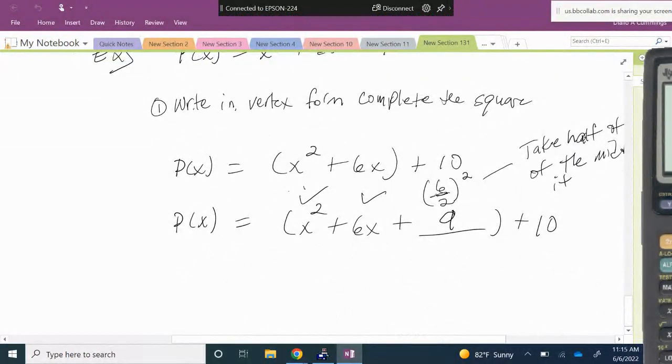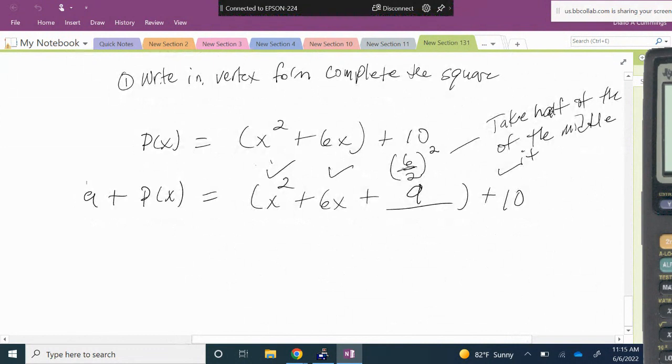Since I added 9 to the right-hand side, I must also add 9 to the left-hand side. Whatever you do to one side, you must do the same thing to the other side. So now I'm going to take the 9 that I just added to the left-hand side, and move it to the right-hand side. So I'm actually going to subtract 9.